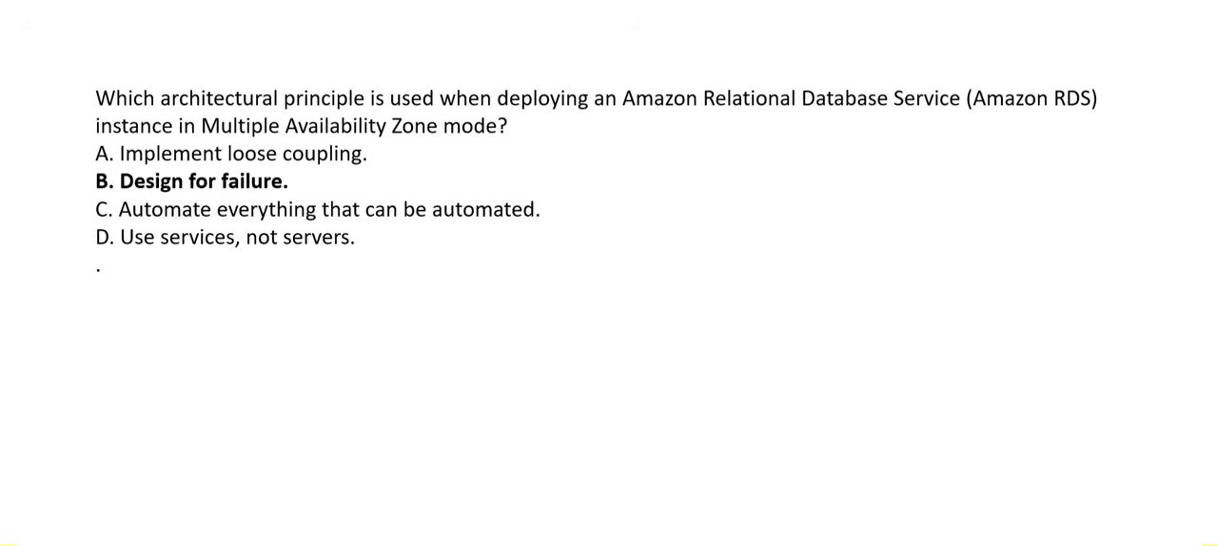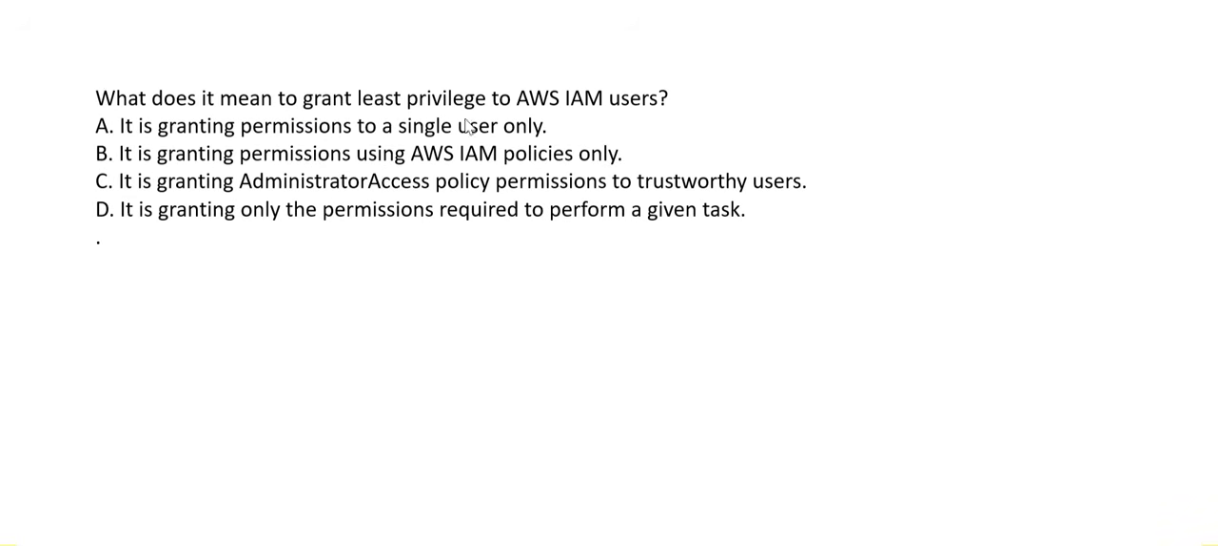What does it mean to grant least privilege to AWS IAM users? So least privilege we always told about, option D. It is granting only the permissions required to perform a given task. So I'm not going to delve into other options because it is very much straightforward.